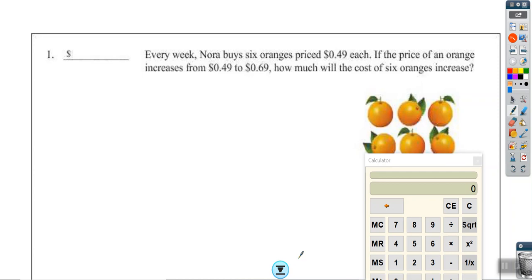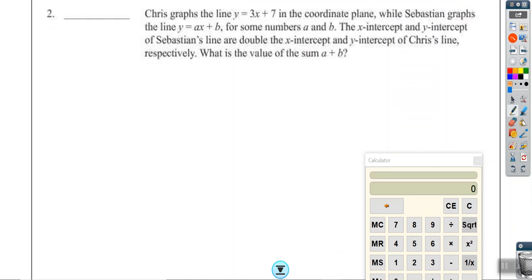Every week, Nora buys oranges. They used to be 49 cents. Now they're 69 cents, which means there's a difference of a grand total of 20 cents. We're buying 6 of these oranges. 6 times 20 cents is, and since it is dollars and cents, you have to put the 0 in there. If it isn't dollars and cents, you can get away with not having the 0, but since it's 20 cents, you can't have 0.2. Sorry.